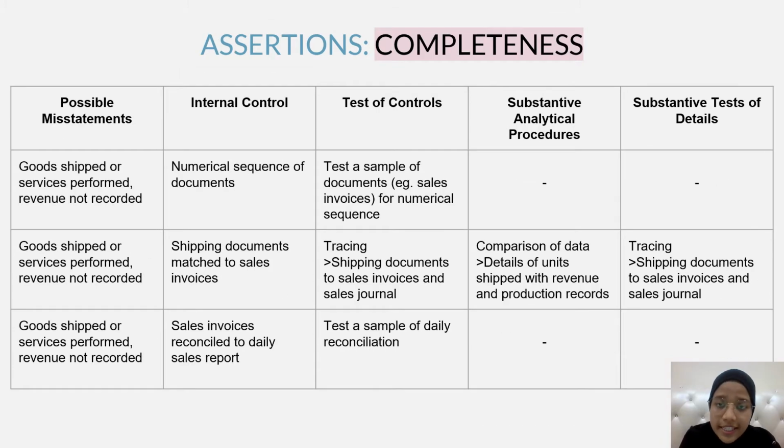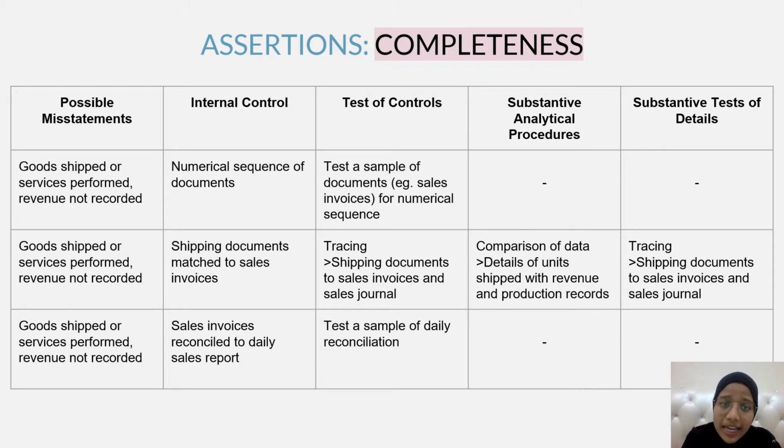The next assertion is completeness. Completeness is where all revenue and cash received on the events or transactions that should be recorded have been recorded. The possible misstatement in this assertion is goods shipped or services performed, but the revenue not being recorded. There are three internal controls that might be involved in this assertion: numerical sequence of documents, shipping documents matched to sales invoice, and sales invoice reconciled to daily sales report.